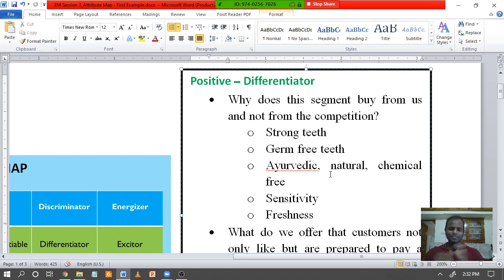Personal branding. The guy branded himself. Personal branding. Yeah. Okay. So that gave them one push to choose Patanjali toothpaste.